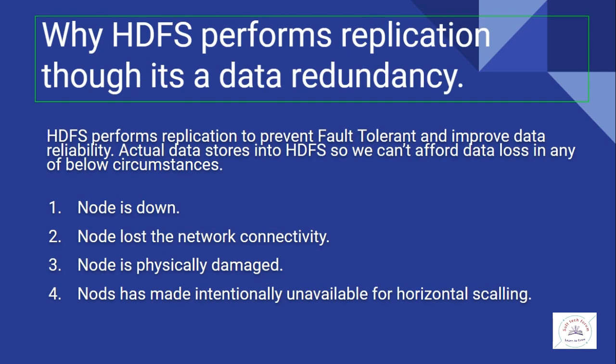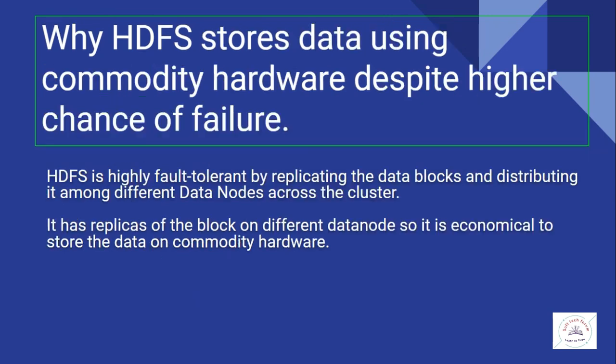Why HDFS performs replication though it's a data redundancy? HDFS performs replication to provide fault tolerance and improve the data reliability. Actual data is stored into HDFS, so we cannot afford data loss in any of the below circumstances. Node is down, node lost the network connectivity, node is physically damaged, node has been made intentionally unavailable for horizontal scaling.